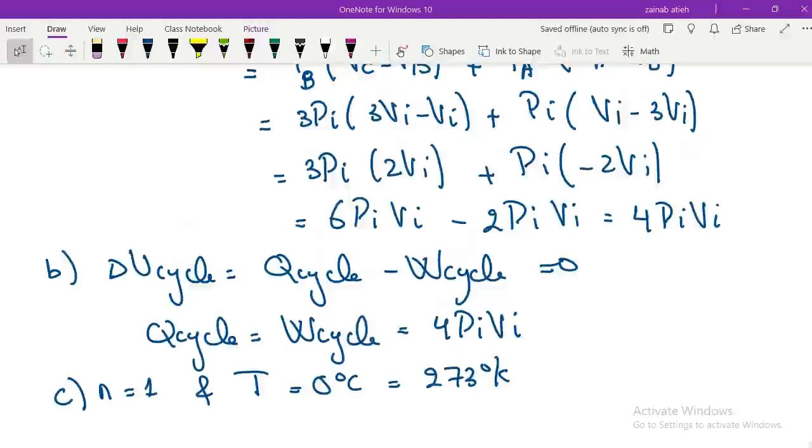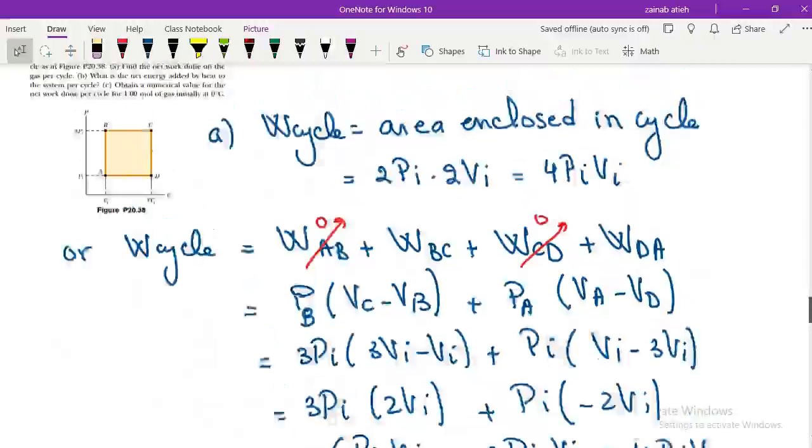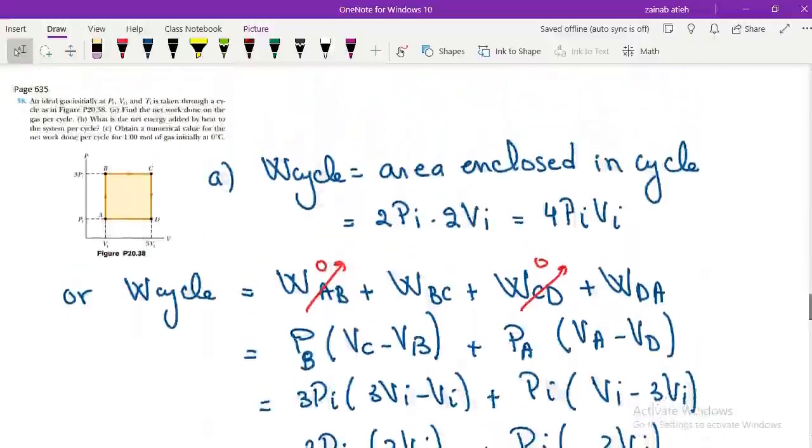Before completing this part, I guess I forgot to write the work done on the gas. So I have calculated this work as the work done by the gas. We usually calculate the work done by the gas, and this is the work we ask for in the exams. But here in the question, he asked me for the work done on the gas.